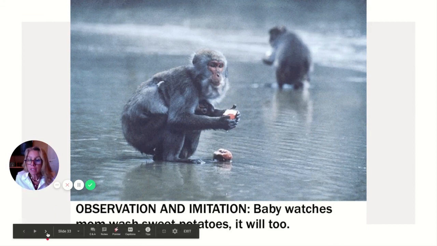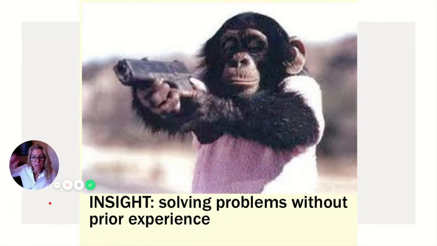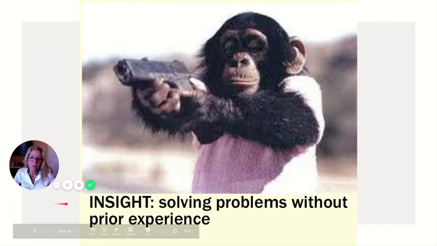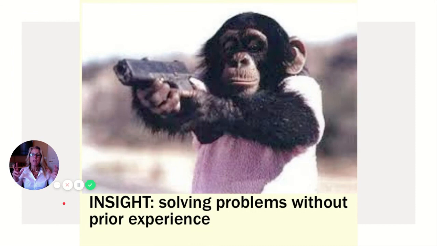Okay. Another one is called insight. So insight learning is problem solving. Now, I know, there are no monkeys that are picking up guns and shooting them, but if they did, that would be an example of insight. But the reason why I bring this up is in older books, they would show again and again these monkeys given boxes and bananas or whatever treats are hanging from the ceiling. And in this experiment, the monkeys stack the boxes up in order to access the bananas.